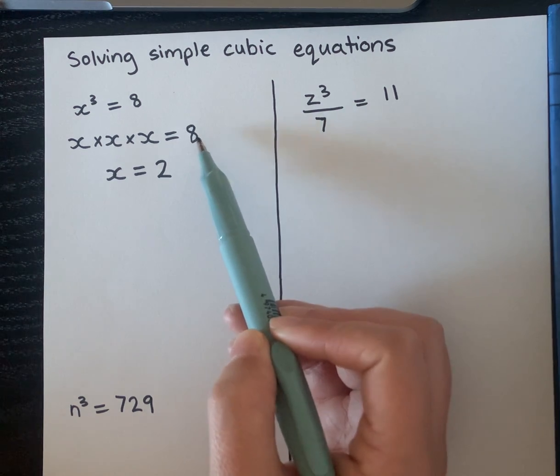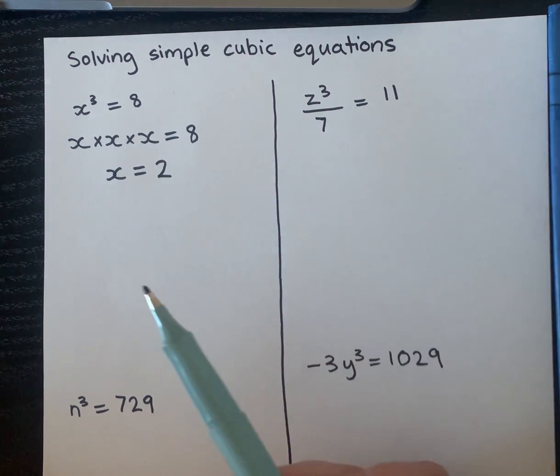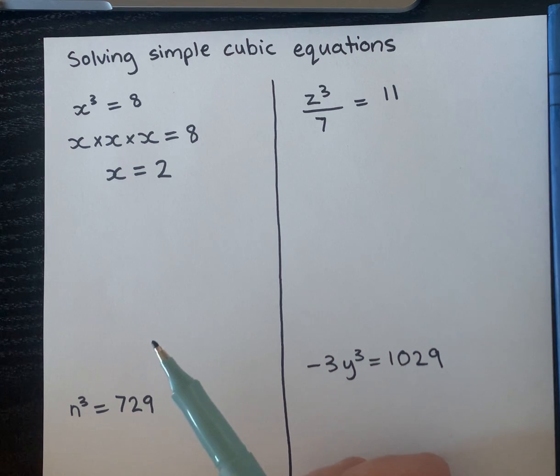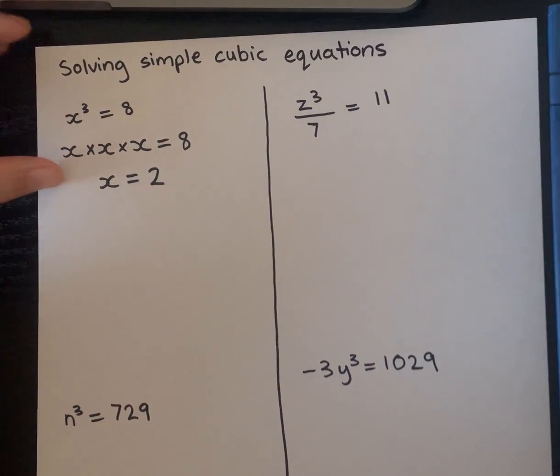If this is positive, then the cubed root will be positive, and if this is negative, the cubed root will be negative. So in this case, it's positive. We've got one answer, and it's positive as well.